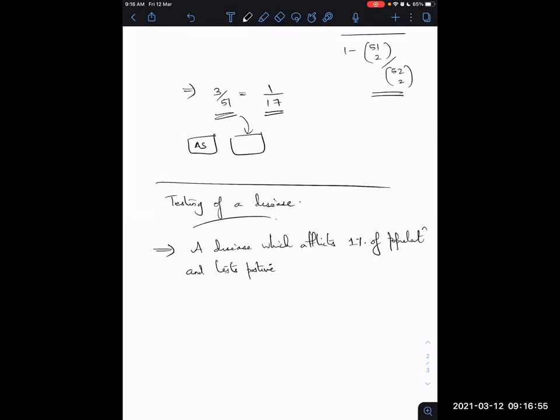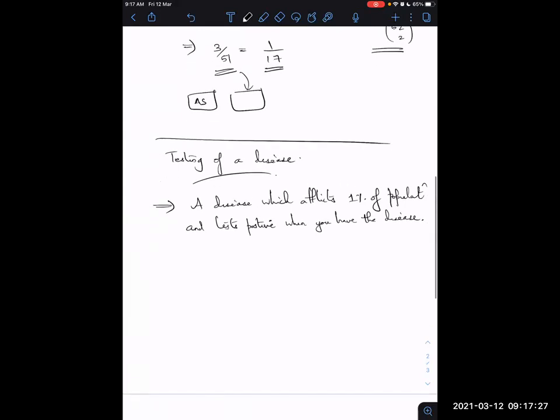So what I mean here is the disease affects 1% of the population. So let's say we have 1,000 people, it affects 10 people. And when you have the disease, you test positive. And that's what we want, ideally, but we know that the tests are not always 100% accurate.